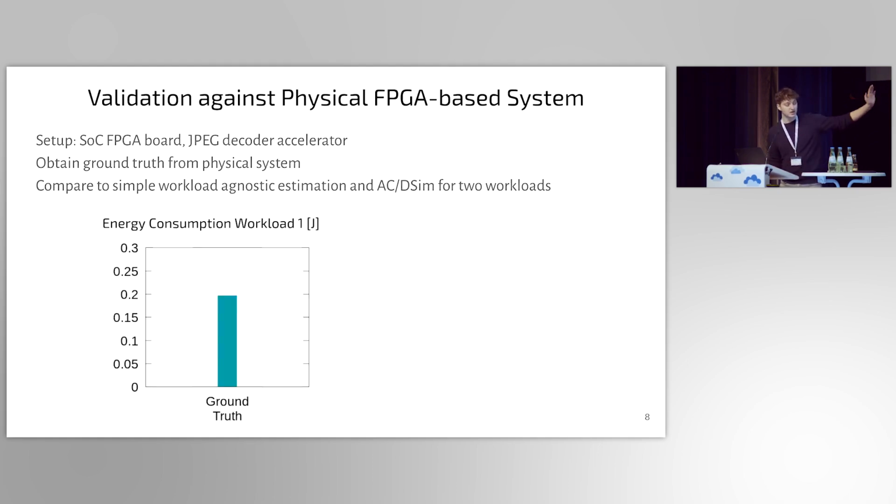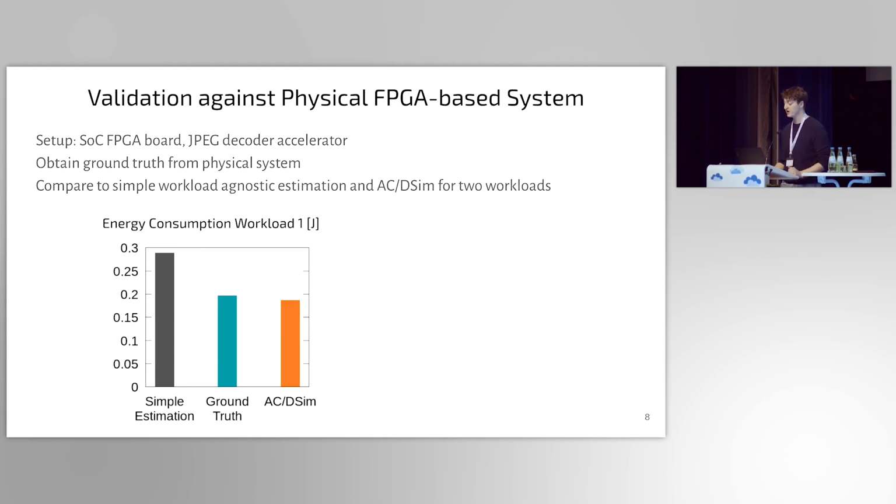Okay, so here's the ground truth that I measured in the physical system. And next we compare it to the simple workload estimation from Vivado, and as you can see, this is far off. And now with DSim, we actually use the exact same estimation tool in Vivado, but the only difference is that we are now introducing the accurate workload information, and with that we get an estimation that is pretty close to the physical system.